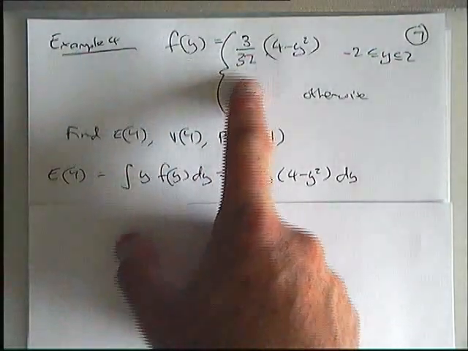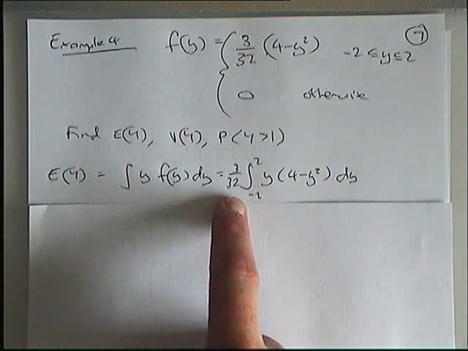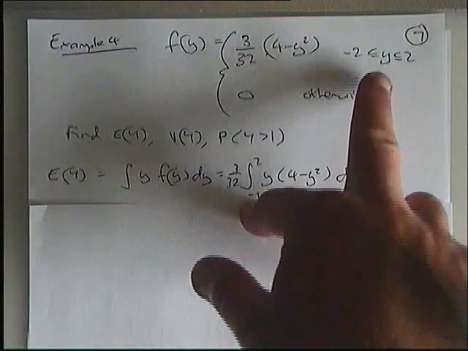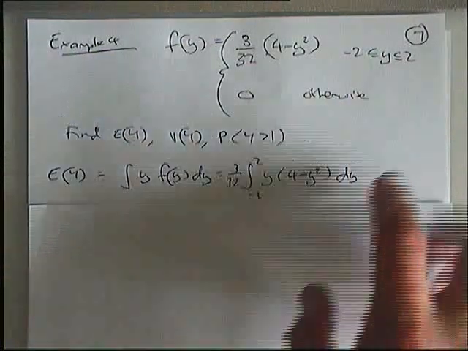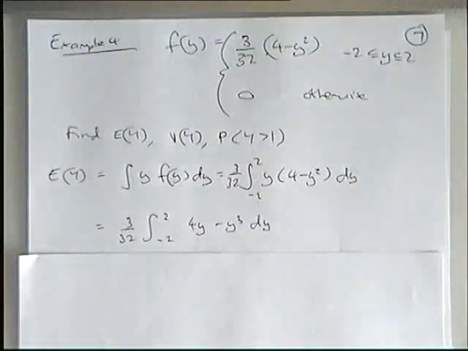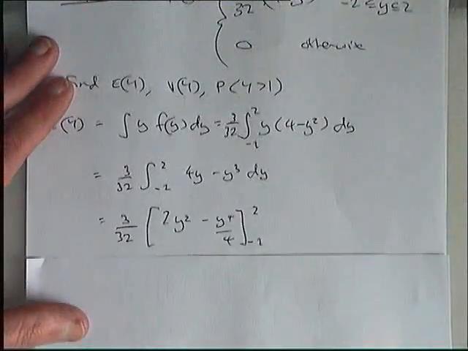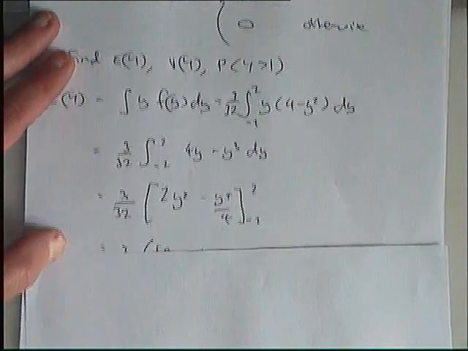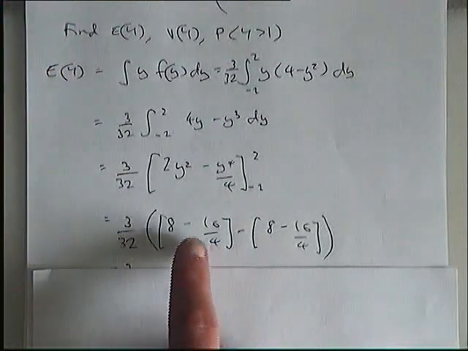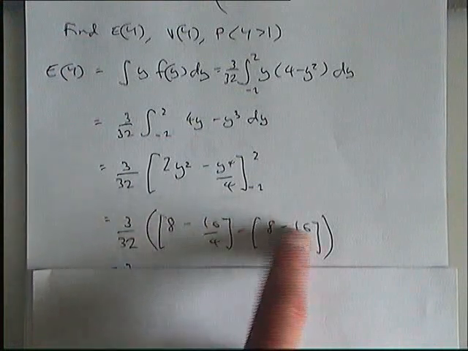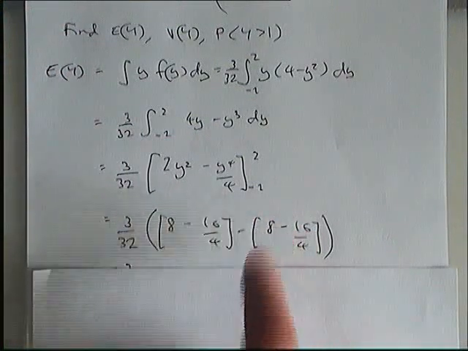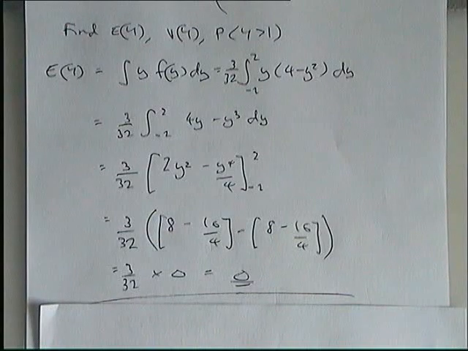I would just take the number straight through the integral sign, choose your limits from the question, then multiply out the brackets and do the integration and stick your limits in. And you should notice here, whatever that box is, that one here is exactly the same. So that take away that will be 0. So it turns out the expectation of y here is 0.